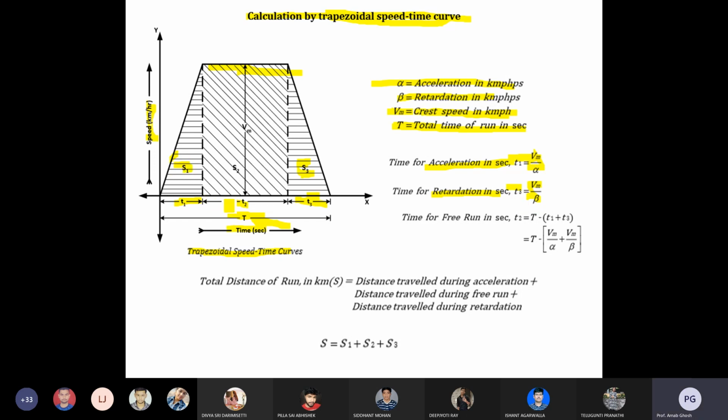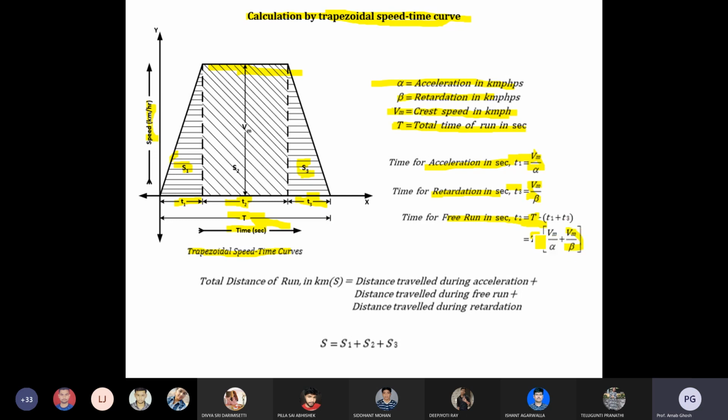So what is your free running condition? T2. So free run is T2, and T2 is equal to capital T minus (T1 plus T3). Okay, so T1 is equal to Vm by alpha, plus T3, which is equal to Vm by beta.